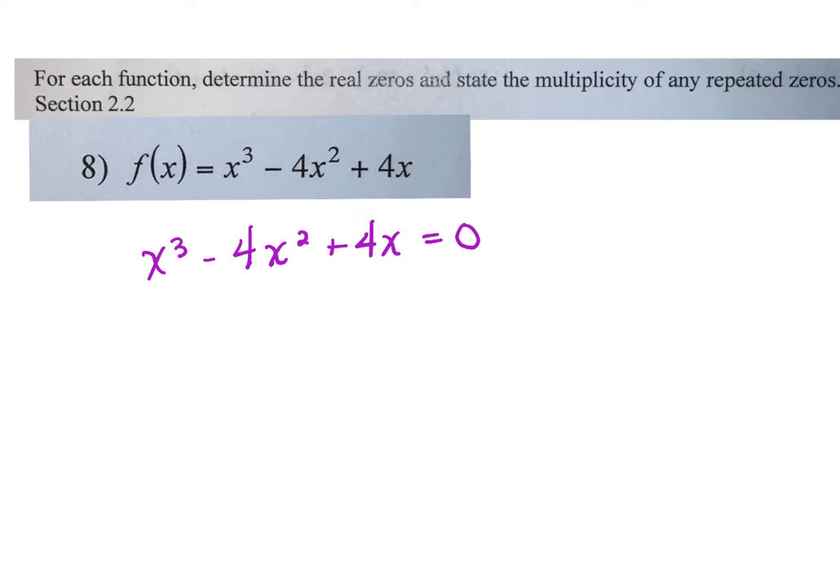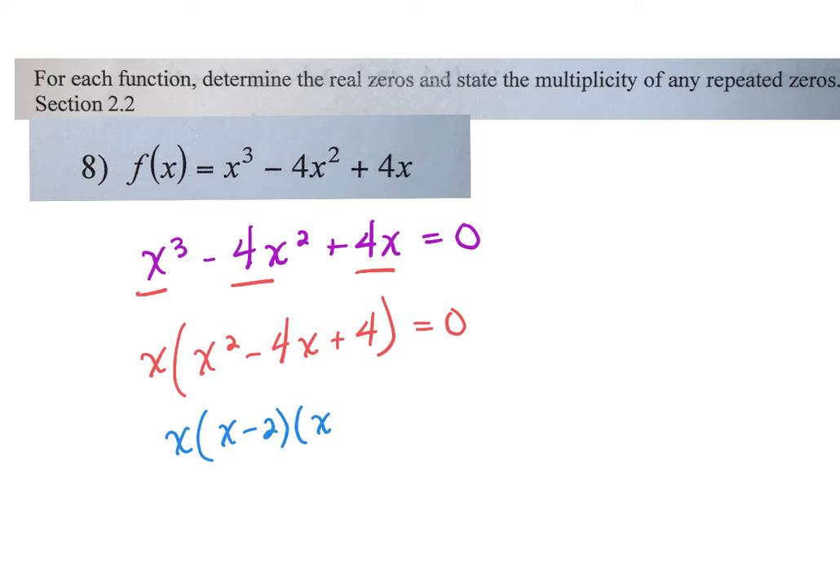The first thing I do in factoring is look to see if something can come out of every single term. And x can come out of every single term. So I'm going to say x times x squared minus 4x plus 4. Factors of 4 that add up to 4, that is 2. So this is going to be x minus 2, x minus 2. That means that this is 0 when this one is 0, that one, and that one, which means my zeros are at 0 and 2 with a multiplicity of 2.